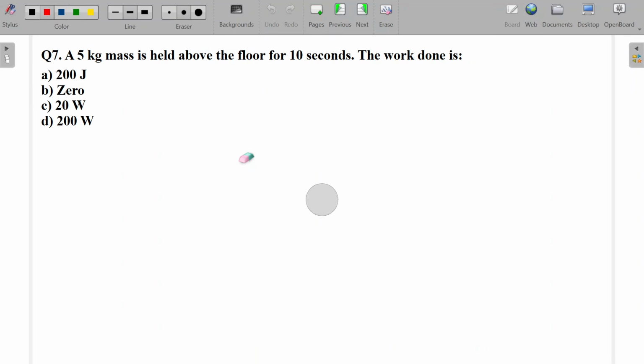All right, so I swapped the questions here. Now question 7. A 5 kg mass is held above the floor for 10 seconds. The work done is: A, 200 joules; B, 0; C, 20 watts; D, 200 watts. What's the answer?